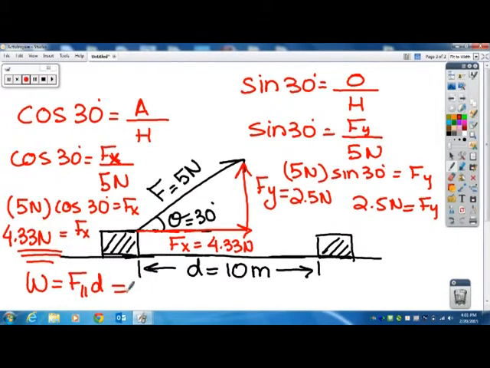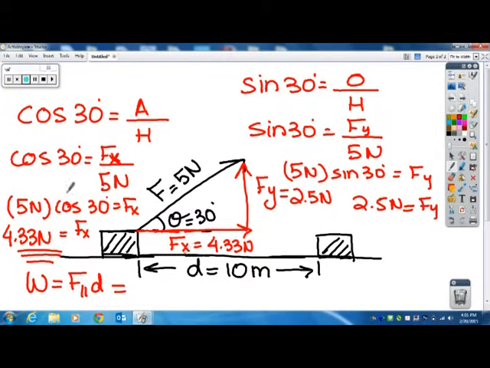And you're going to go ahead and plug in your Fx, your horizontal force, for the force, because that's the force that's parallel to the displacement d. So you're going to use 4.33 newtons. Now remember, you calculated the Fx by using cosine theta, 30 degrees, cosine 30 degrees. That's why in your equation you see that cosine 30 degrees show up.